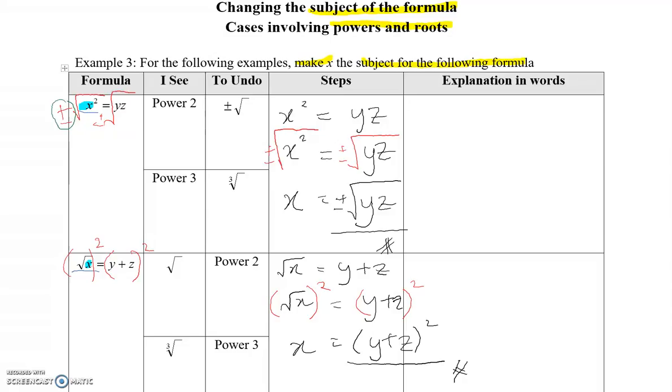Now that we have learned how to change the subject of the formula involving powers and roots, explain in your own words how to do so in the spaces provided.